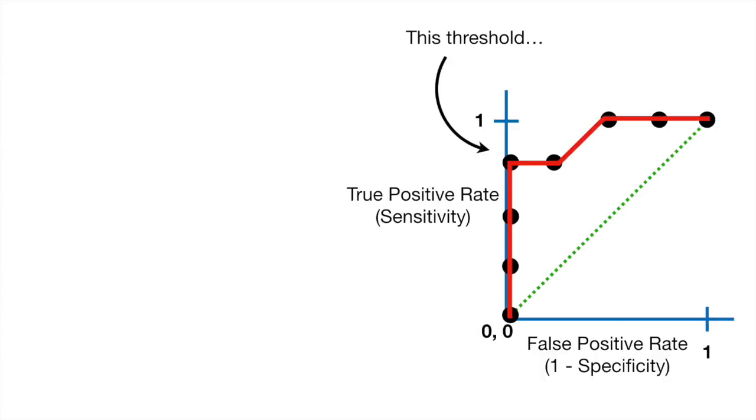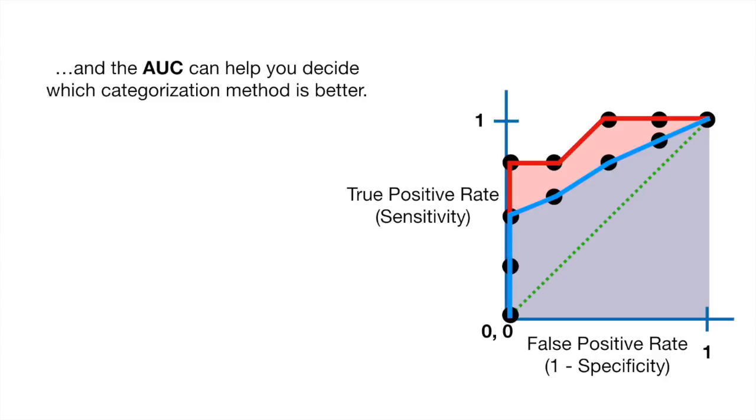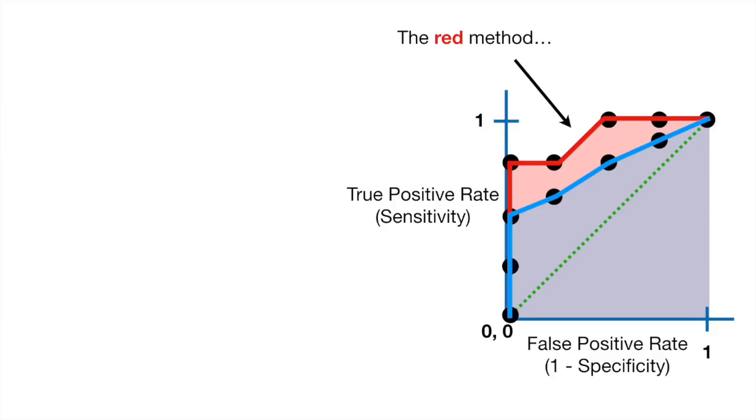This threshold is better than this one. And the AUC can help you decide which categorization method is better. The red method is better than the blue method.